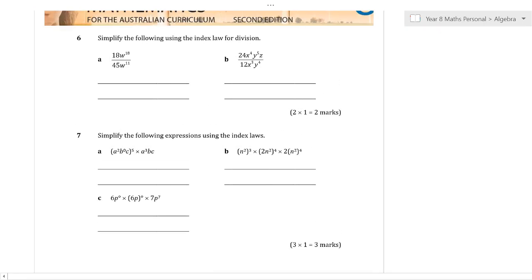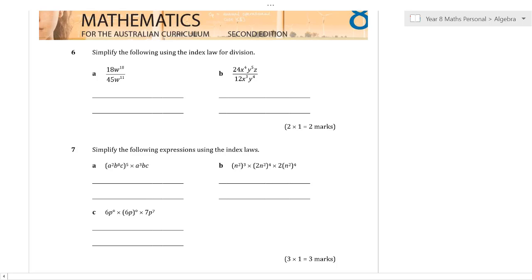There's a little bit to go. I'm not going to finish all of this potentially, but we'll see how we go.